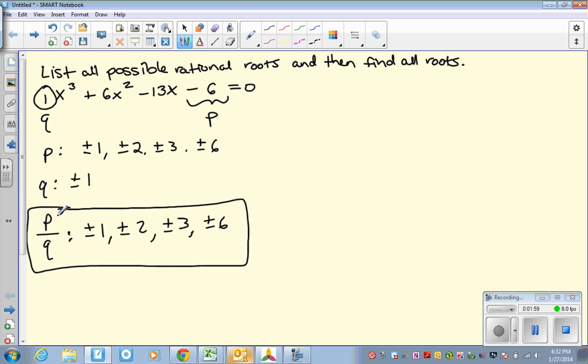Now, keep in mind, these are not the only possible roots. A rational root is something that can be written as a fraction. So this doesn't include things like square roots. This doesn't include imaginary roots. But when we go ahead and do our synthetic division, these are the numbers that we're going to see in synthetic division.